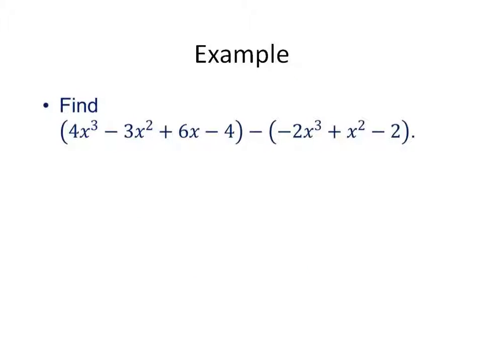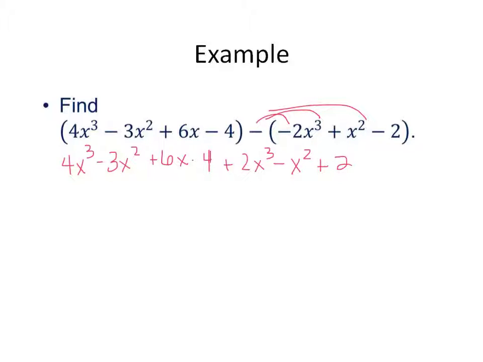Okay, so it is really important when you're doing subtraction problems with polynomials that you do rewrite them. Okay, I don't want you to mess up because you got your signs wrong someplace. So I'm going to distribute this minus sign to everything there. So it's going to be a plus 2x cubed minus x squared plus 2. And we're going to go in descending order. So we're going to do our x cubes first. And that's going to be 6x cubed.